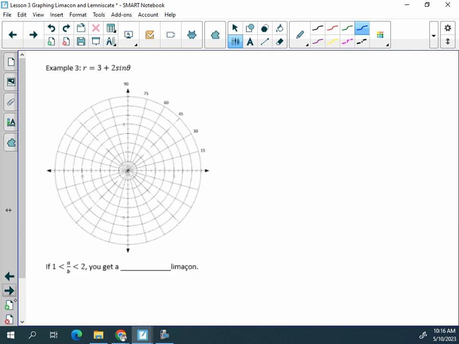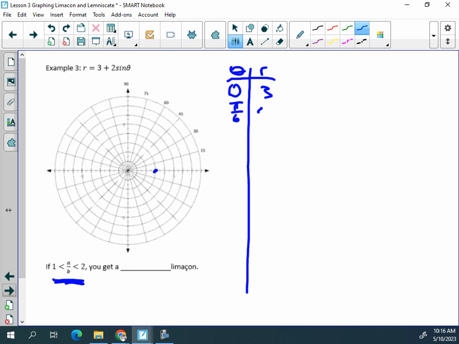All right, next one, we've got r equals 3 plus 2 sine theta. So we're going to see what happens when our a over b is in between 1 and 2. So plug in 0, sine of 0 is 0, times 2 is 0, plus 3 is 3. So 1, 2, 3. Okay. Plug in pi over 6, sine of pi over 6 is 1/2, times 2 is 1, plus 3 is 4. So far we have this.